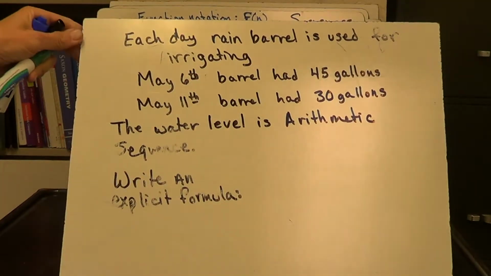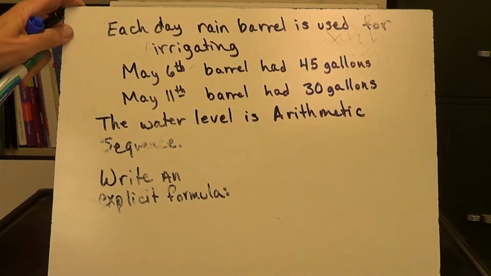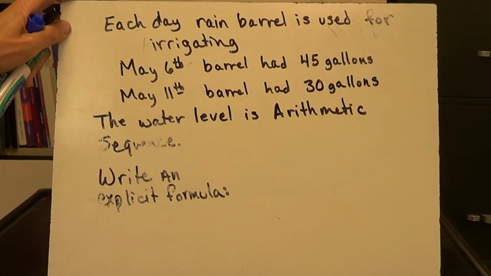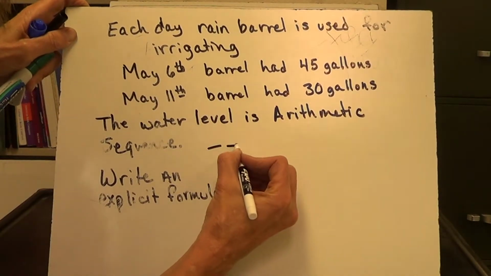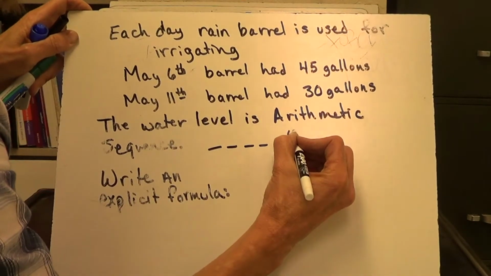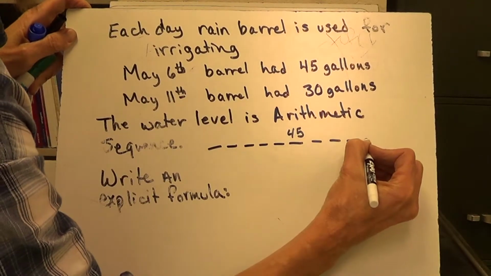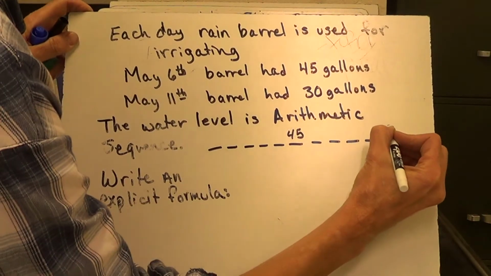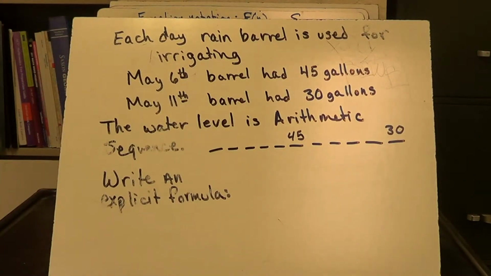Okay, each day a rain barrel is used for irrigating. May 6th, the barrel had 45 gallons. On May 11th, the barrel had 30 gallons. The water level is an arithmetic sequence. So if we think about this, day 1, day 2, day 3, day 4, day 5, day 6, we have 45 gallons. Day 7, day 8, day 9, day 10, day 11, we have 30 gallons. Okay? Write an explicit formula.